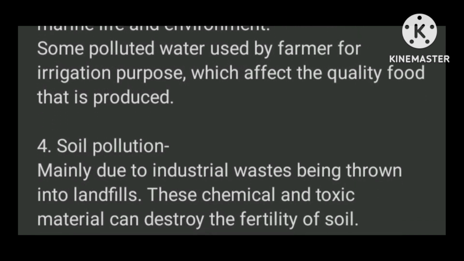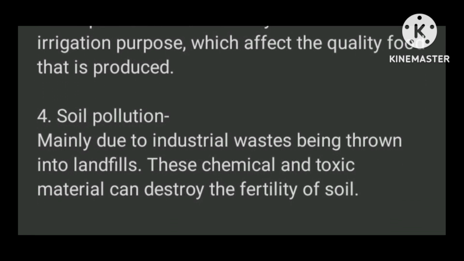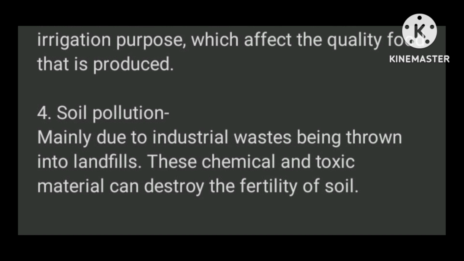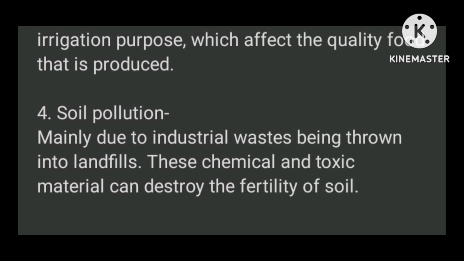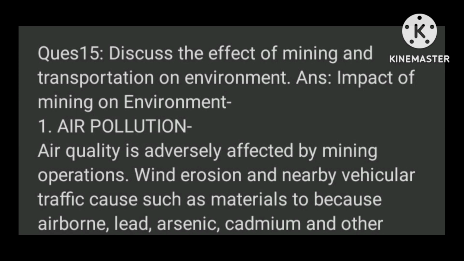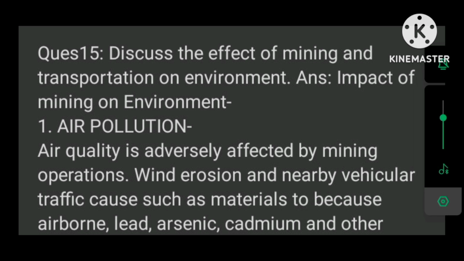Fourth, soil pollution, mainly due to industrial wastes being thrown into landfills. These chemicals and toxic materials can destroy the fertility of soil. Question number 15. Discuss the effect of mining and transportation on the environment. Answer. Impact of mining on the environment.